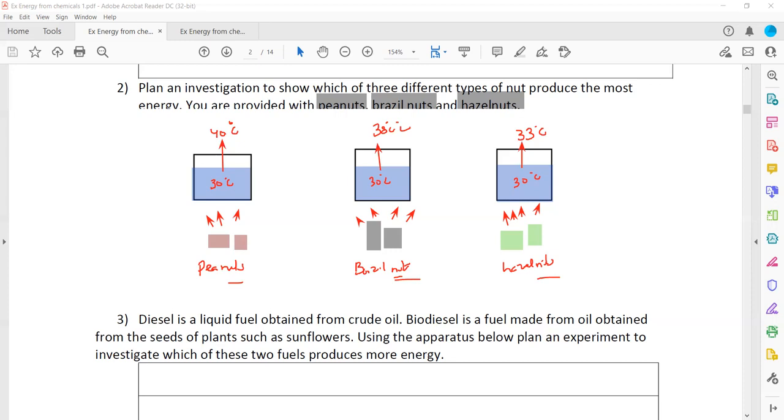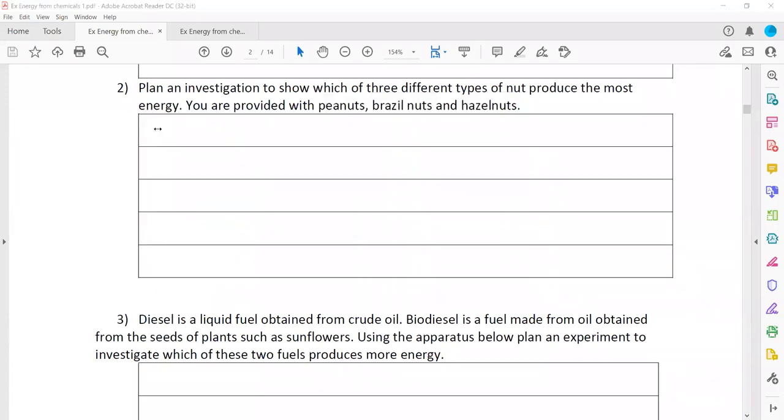Any question or doubt in the experimental setup? So what we discussed in the experimental setup will be the explanation. We will take equal masses of peanuts, Brazil nuts, and hazelnut. So we take equal masses of the three types of nuts.